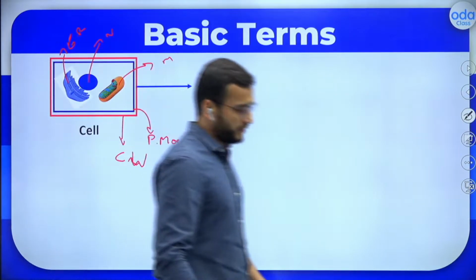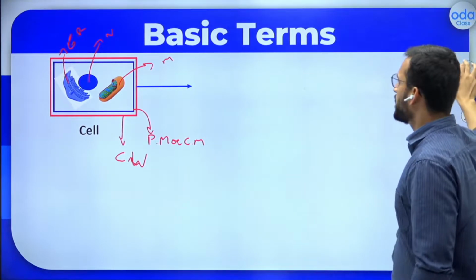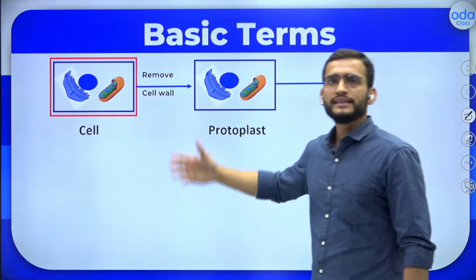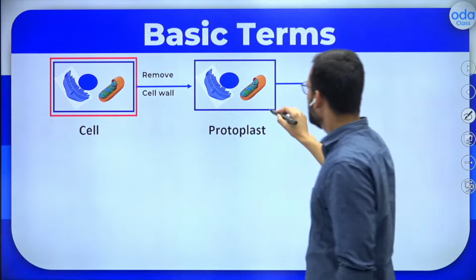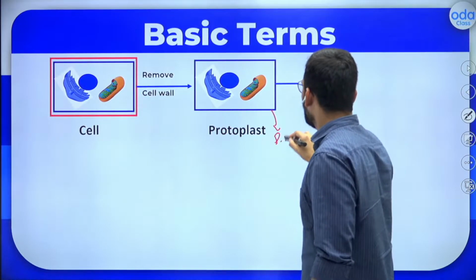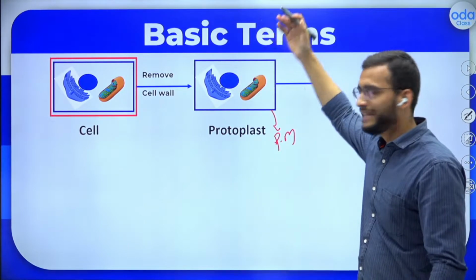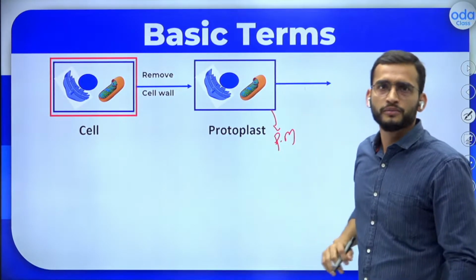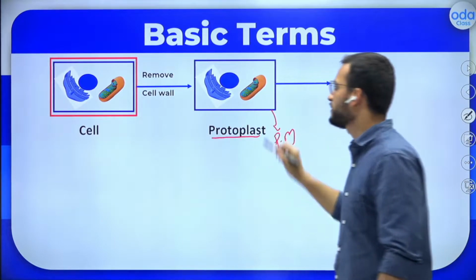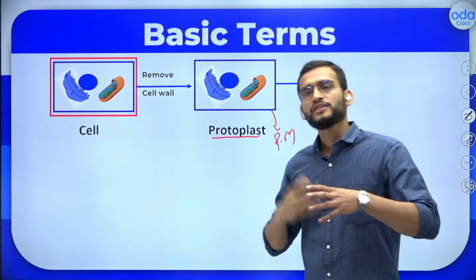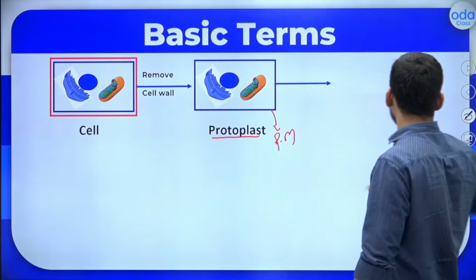Now, what I'm doing over here, if I just remove the outer covering, that is the cell wall, what do I have? I'll be having the plasma membrane, definitely. Plasma membrane is still there. You have the nucleus as well. You have the endoplasmic reticulum and the mitochondrion. So what will I call this structure now? I'll be calling it a protoplast. So that means protoplast is a cell that does not have a cell wall. Easy enough, right? Let us move further.